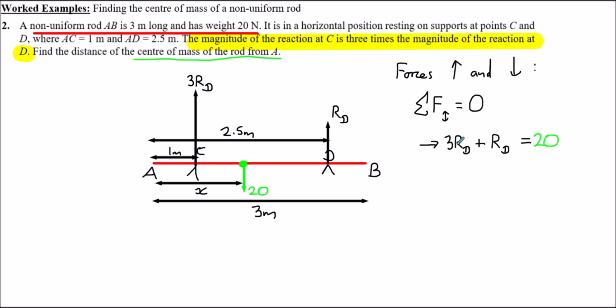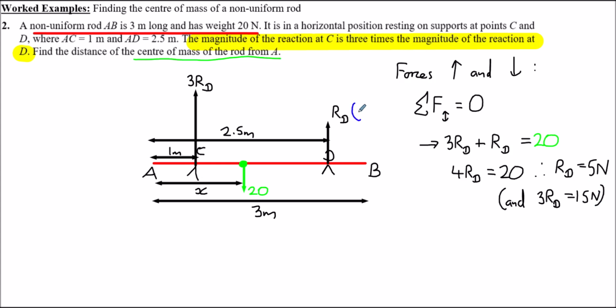This is now easy to simplify and solve. 3RD plus RD gives us 4 lots of RD. So 4RD equals 20. Therefore, the reaction at D is 20 divided by 4, which is 5 newtons. And therefore, the reaction at C, this 3RD, will equal 15 newtons. So we can label this on now. The more we know, the better.